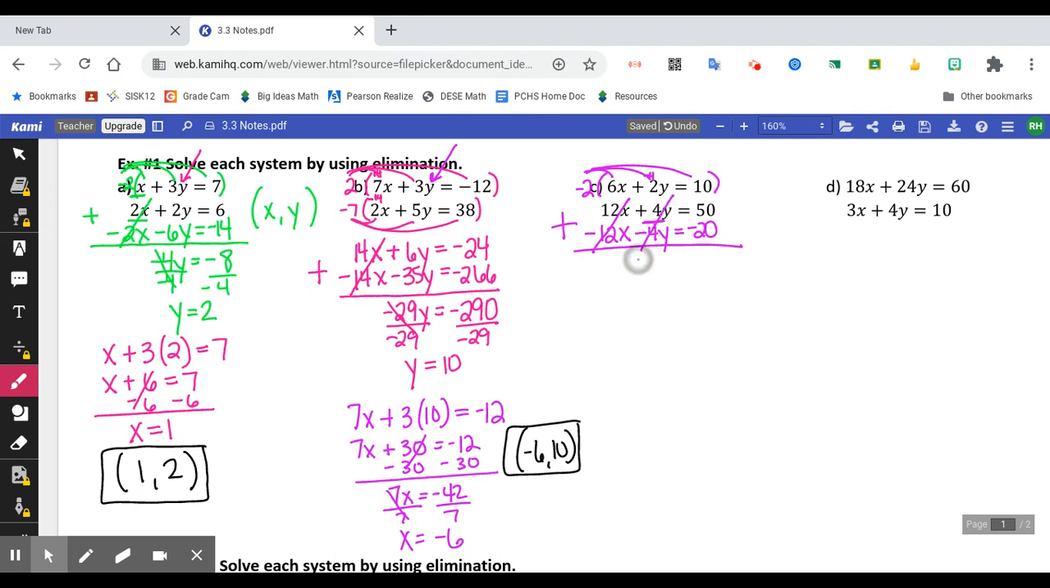I've eliminated both variables. So if we don't have any variables, you should already be thinking about what special answer we could have. I have 0 on the left. 50 minus 20 on the right is 30. If these are not the same, then we have no solution.